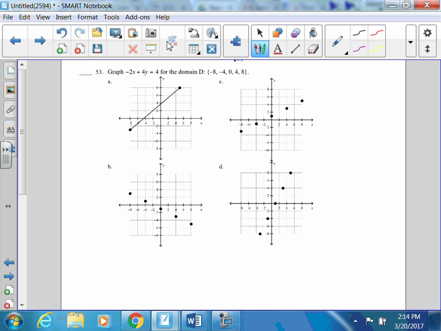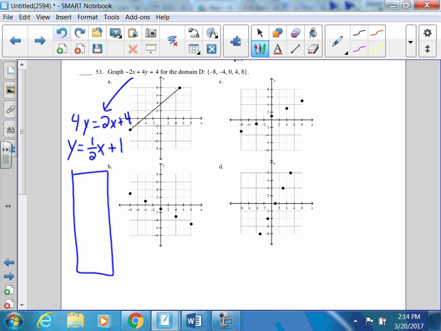All right, so maybe I need to solve this for y right now. Let's go ahead and solve this for y. We're going to have 4y equals positive 2x plus 4. So you have that. Then we're going to divide by 4. So y equals 2 divided by 4 is 1/2 x. And then you divide this 4 by the 4, and you get plus 1. So you have y equals 1/2 x plus 1.